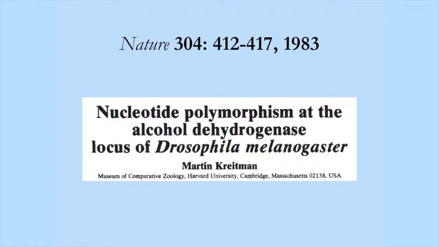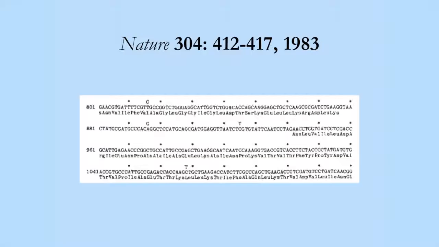The classic paper is a paper in Nature by Martin Kreitman, "Nucleotide polymorphism at the alcohol dehydrogenase locus of Drosophila melanogaster." So there's a melanogaster. 11 sequences of this enzyme were produced and published, and it was a wonderful paper that many of us read over and over and over again for what it contained, and it looked like this.